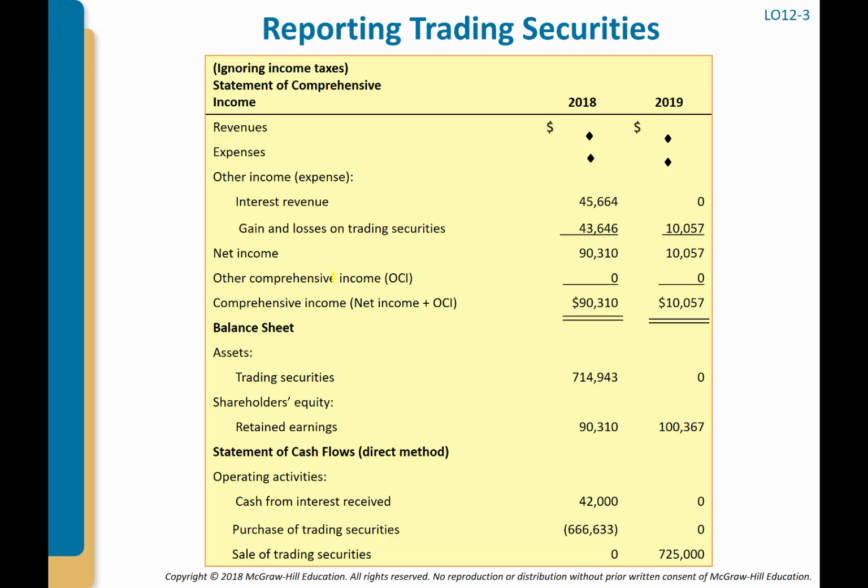And they're reporting this in the operating activities of the cash flow statement, again assuming the direct method, with cash received of 42,000 as the cash impact. And then down in the operating section as well, they show the original purchase of the security. So again, if it's trading, they're assuming that's your day-to-day business, and they're putting everything in the operating section of the statement of cash flows. We know how retained earnings got up to 90,310 through our closing entries.